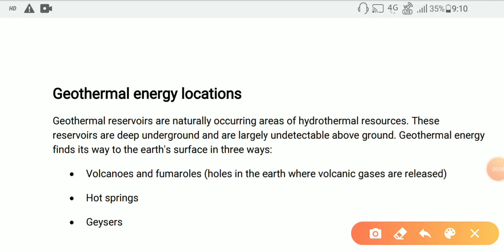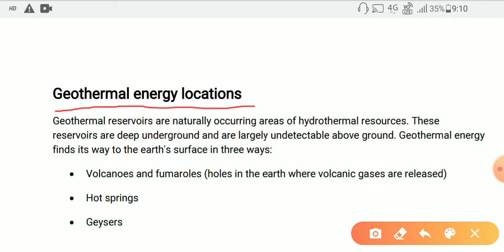Today we will discuss geothermal energy locations. Everywhere on the earth, if we go into the inner side of the earth's surface, where the temperature of the rock is near about 100 degrees centigrade, it can be treated as geothermal energy that can be extracted from there.